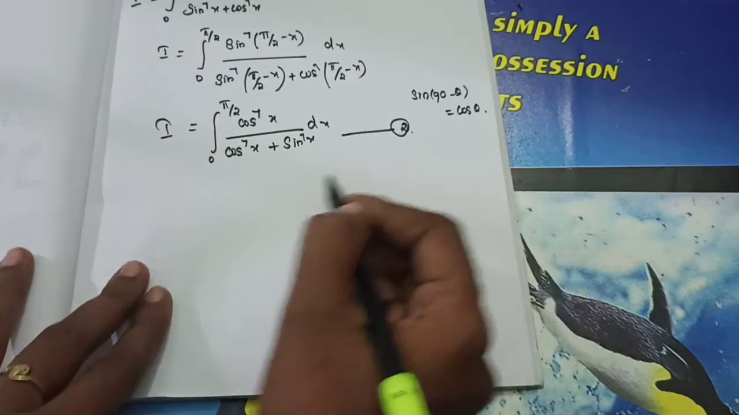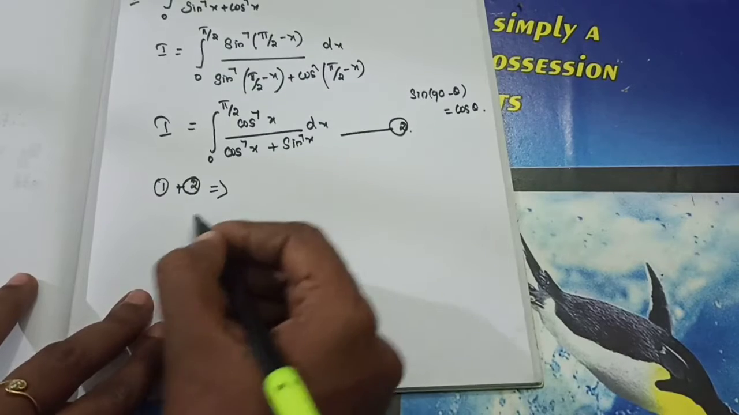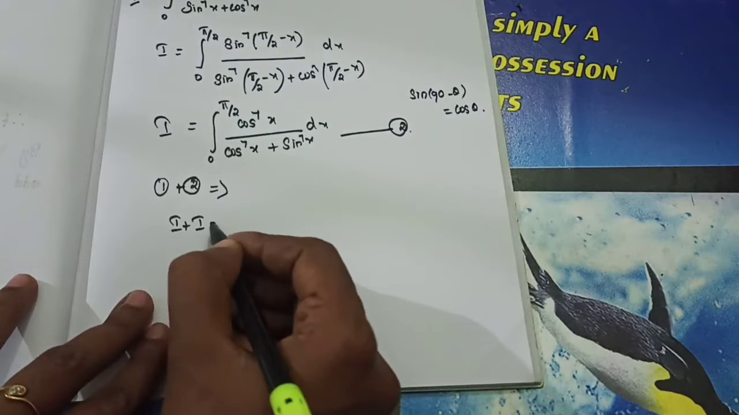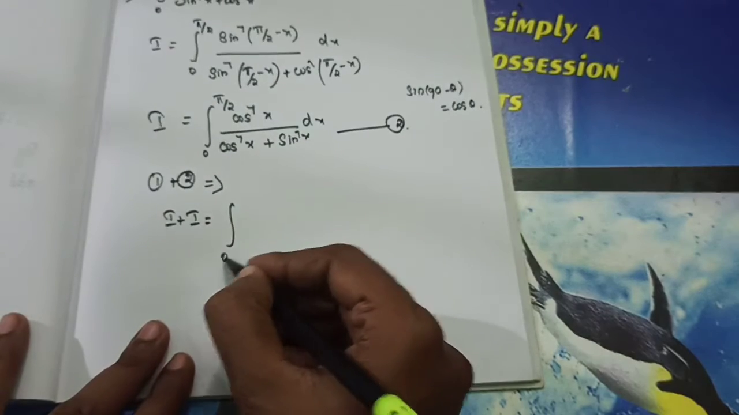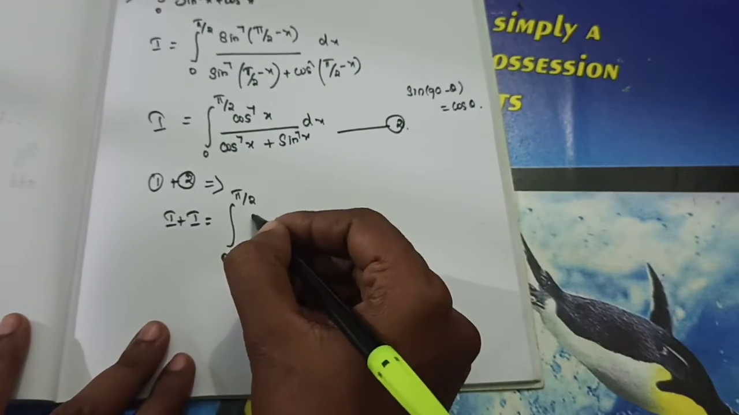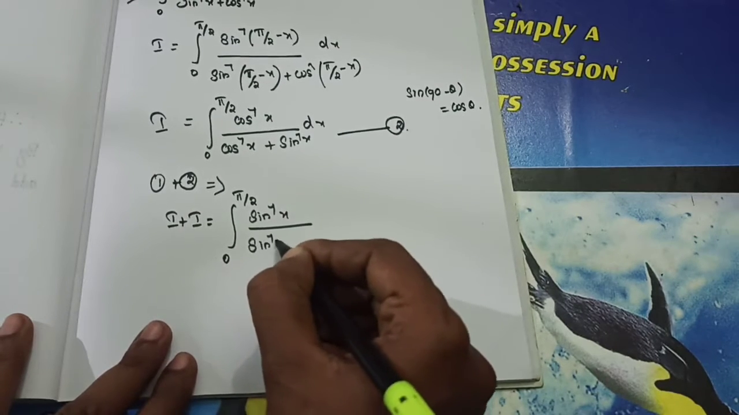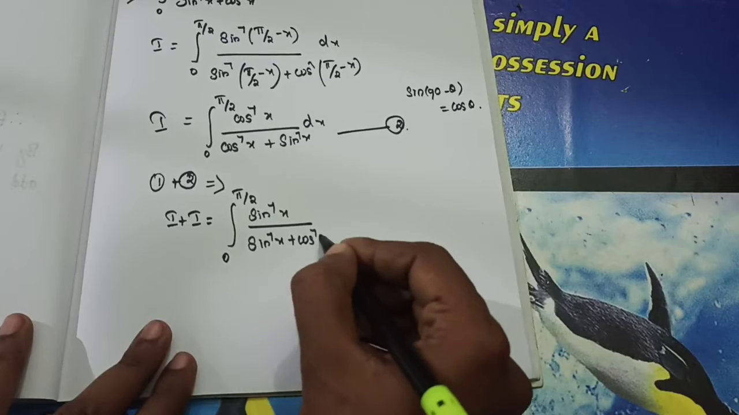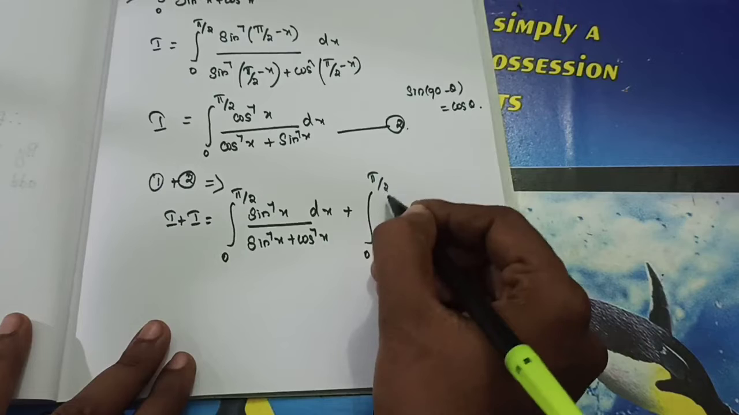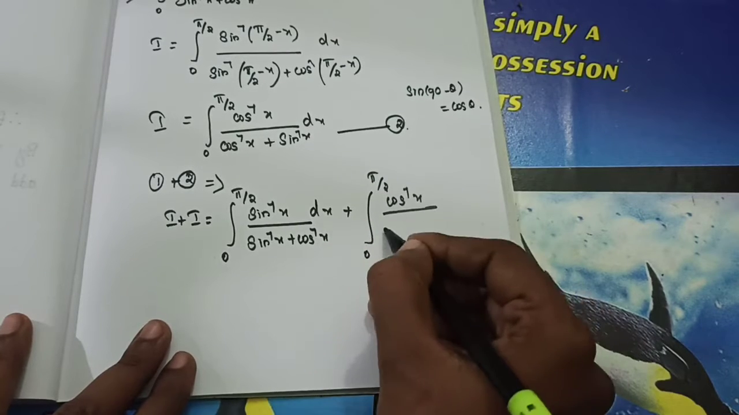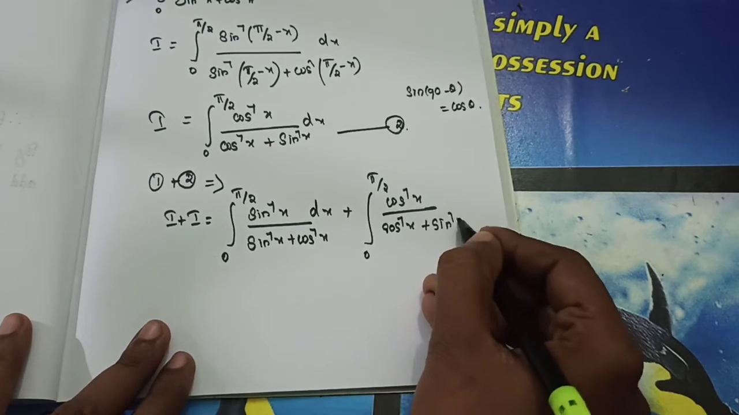So next what will we do? So 1 plus 2. Correct? The examples we have done. Which implies I plus I is equal to what is 1? I plus I. Is it right? So 0 to pi by 2. What is equation number 1? Sine power 7x divided by the denominator, also sine power 7x plus cos power 7x dx, plus 0 to pi by 2 of cos power 7x divided by cos power 7x plus sine power 7x dx.